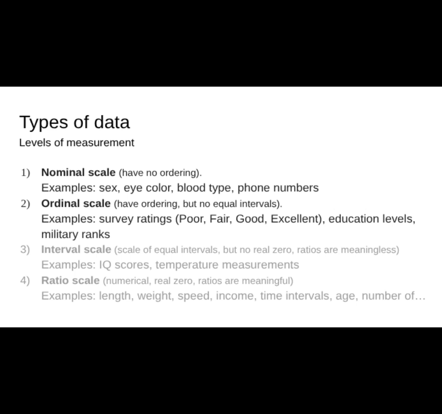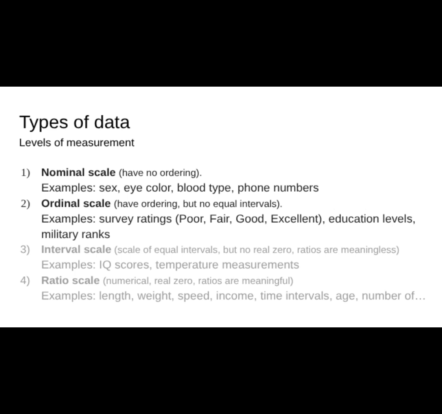The next level is ordinal scale. That's data that has ordering, but is not on a scale with equal intervals. So like nominal scale, it's also not inherently numerical data, but the order of the values matters. Examples of ordinal scale are data from surveys where participants were asked to give ratings like poor, fair, good, and excellent, or data consisting of education levels or military ranks.